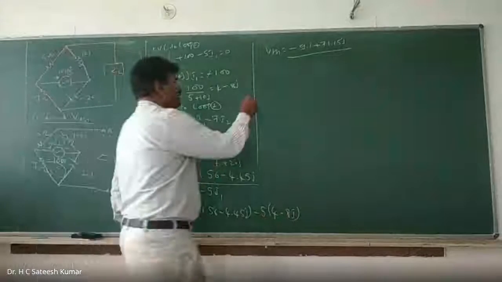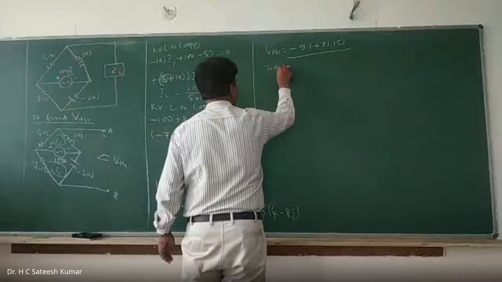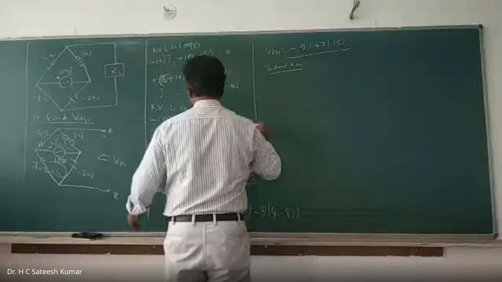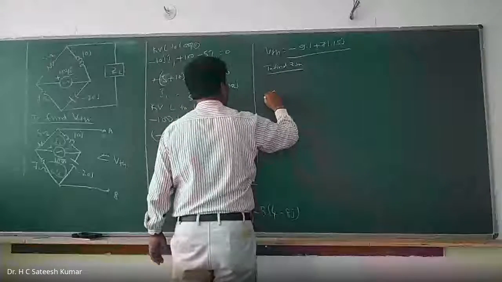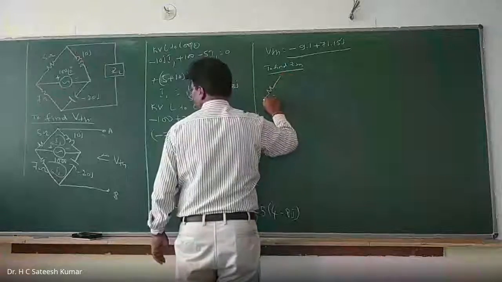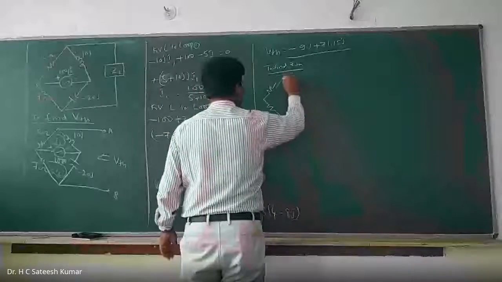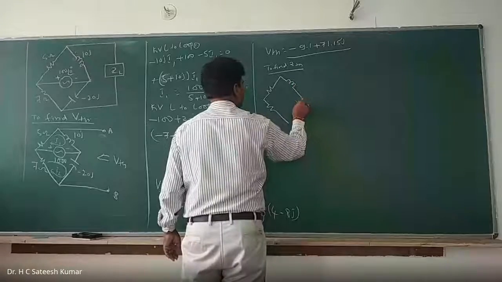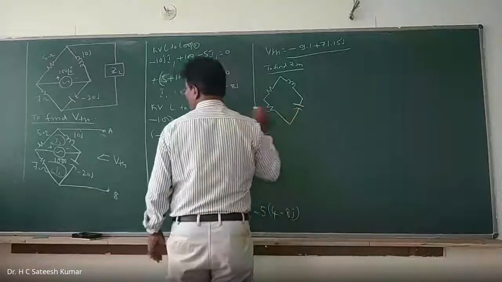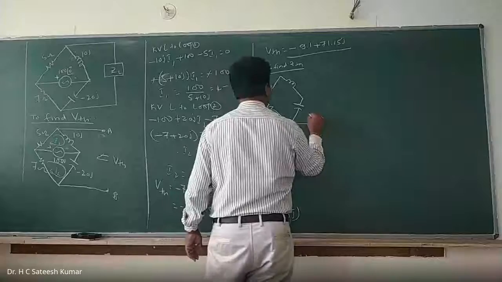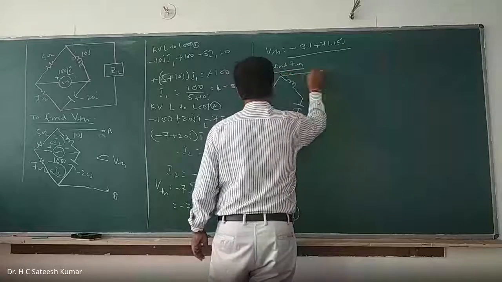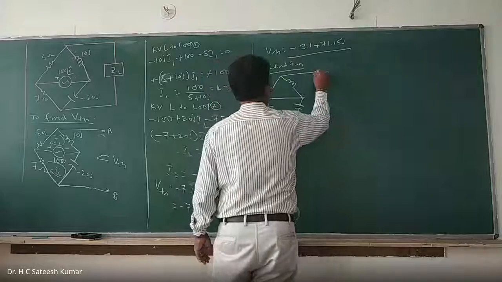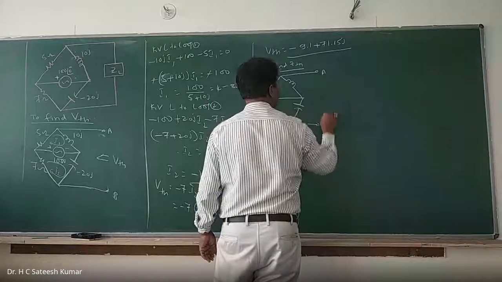Next is to find ZTH. For ZTH, what you should do? The voltage source will be replaced by a short circuit, and these two will be short circuited. Okay, this is A, this is B.